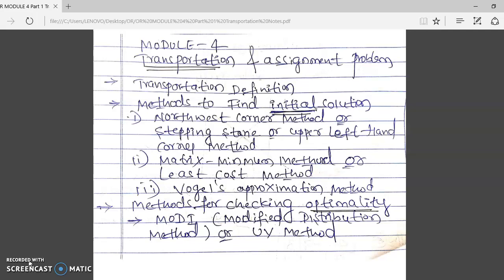In that we have three different methods to find initial solutions: the northwest corner method, or you can say stepping stone, or you can say upper left hand corner method. In the exam you may get it by any name. Then second one is matrix minimum or least cost. Then third one is Vogel's approximation method. These are different types to find initial solution.